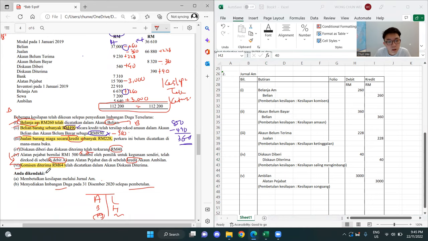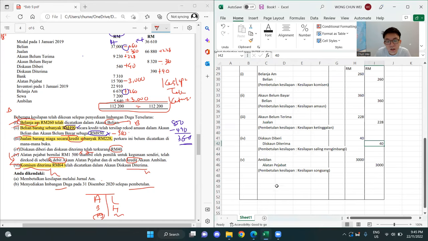Okay, last one. Number 4, 5, 6. Commission diterima 64 ringgit telah dicatat dalam account discount diterima. So, commission diterima and discount diterima are both hasil, and therefore this is a kesilapan sama klasifikasi. Sama klasifikasi is kesilapan commission. Alright. So, this is a pembetulan. Kesilapan commission. So I have 64. Telah dicatat dalam account discount diterima.